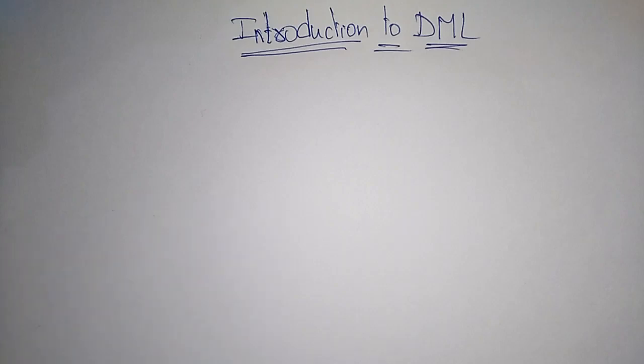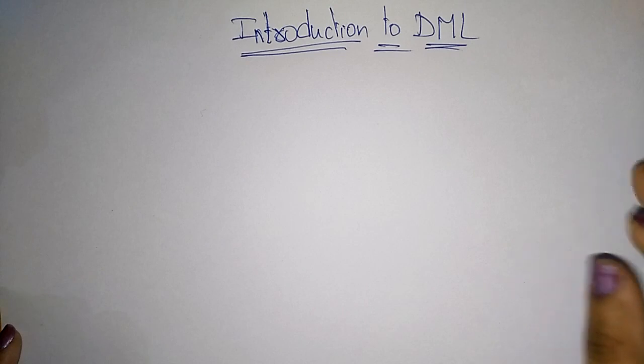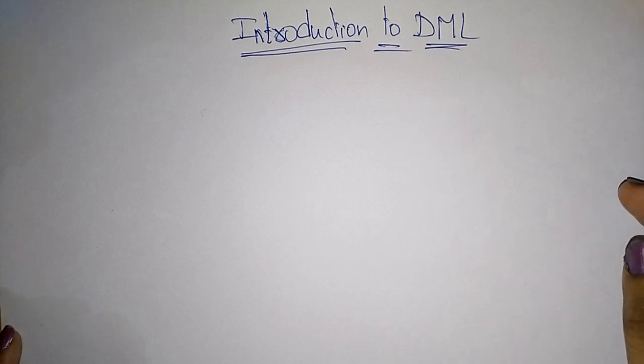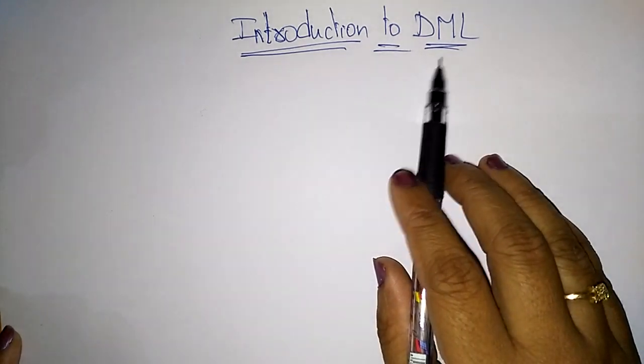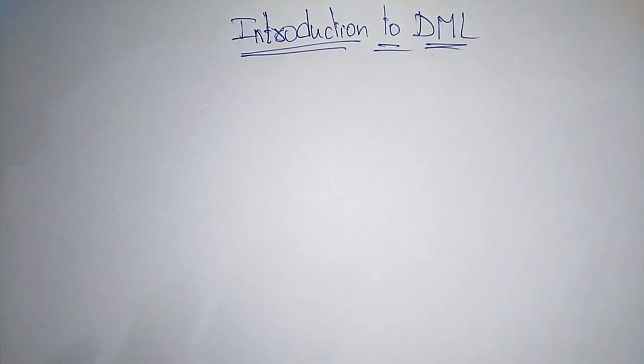Hi students, coming to the next topic in database management system, which is introduction to DML. In the previous video I explained about the data definition language. Now let us see what DML is. DML is data manipulation language. For data definition language, you need to create tables and you use commands like create, drop, alter, rename and truncate. Now what are the commands used for data manipulation language?